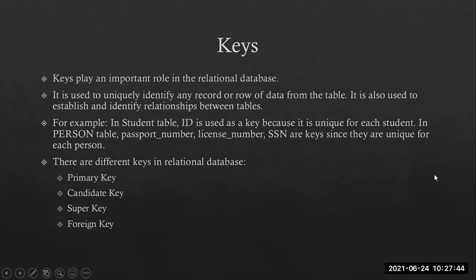In the last class we had discussed Sai Prakash, roll number 401. This 401 cannot be given to any other person as it is unique and it is already recorded. In the person table, you can say passport number, license number, Aadhaar card number, or social security number are the keys since they are unique for each person. And we had begun with the four main types of keys which we use for your database: the primary key, candidate key, super key, and foreign key.